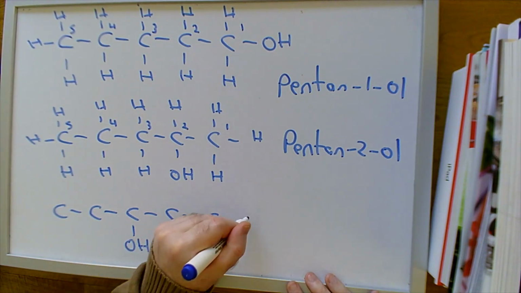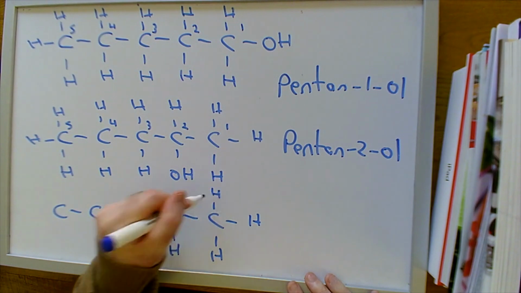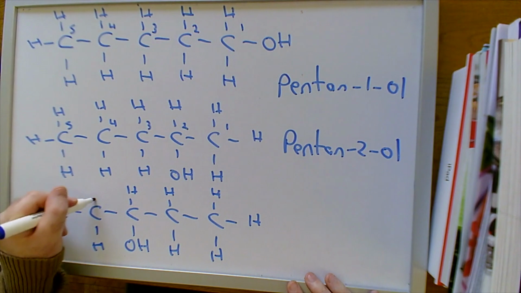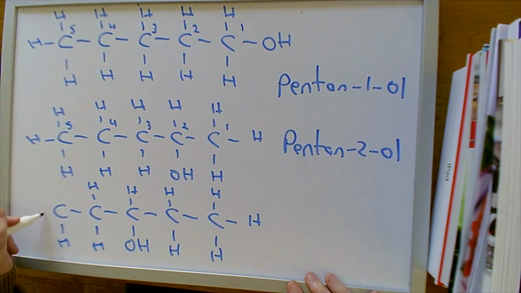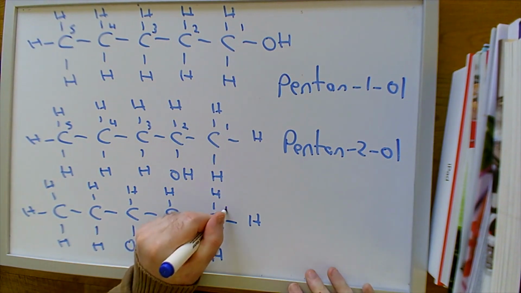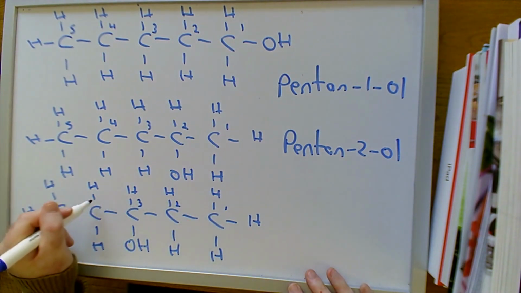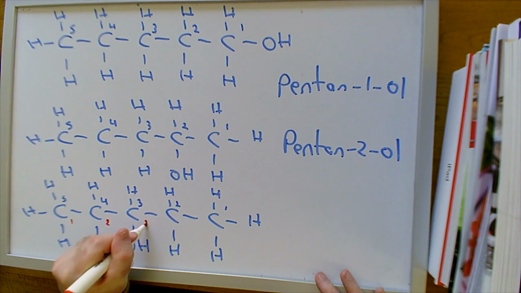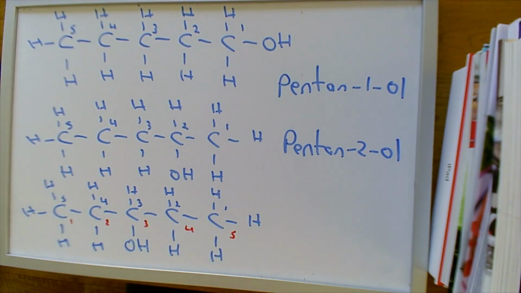Now, it's actually another version of an alcohol with a chain of 5 carbons, because I can put the OH group in the middle. And if I do that, putting in all the hydrogens and checking that each carbon has 4 bonds, I can then number either left to right or right to left. It doesn't matter, because if I number it right to left, the OH group is on carbon 3, and if I number it left to right, it's on carbon 3. So this alcohol is called pentan-3-ol.